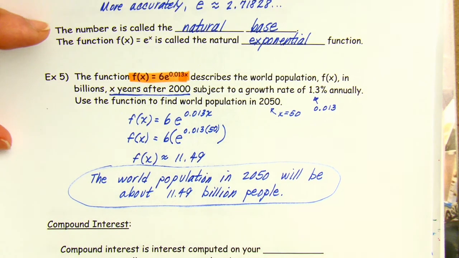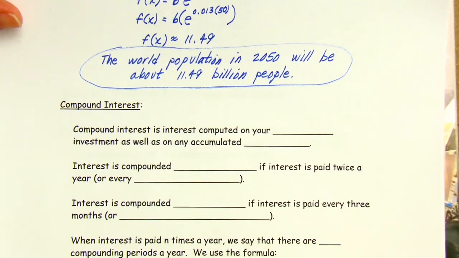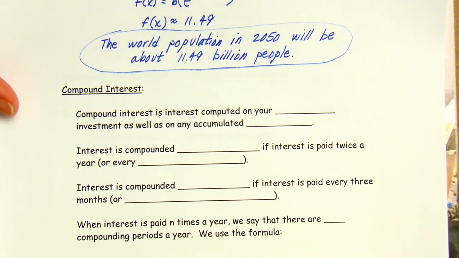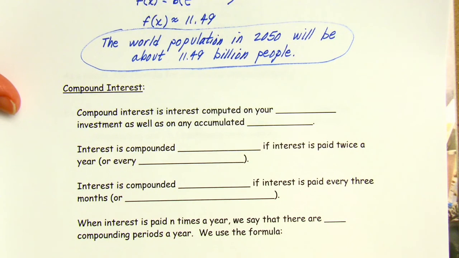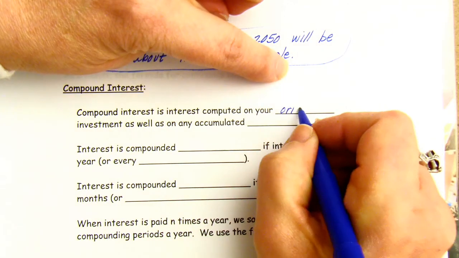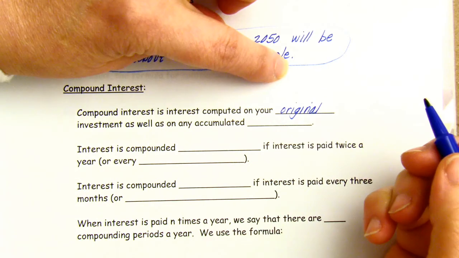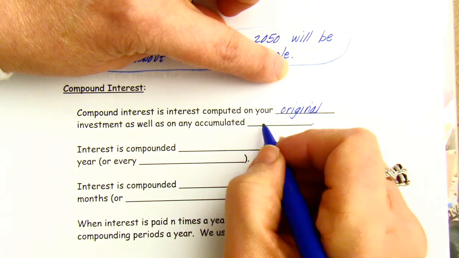Compound interest. Okay, we're going to have two different types of interest in this section. And if you know how to use the formulas and you know how to identify which formula to use, these are not difficult. Compound interest is interest computed on your original investment, as well as on any accumulated interest.